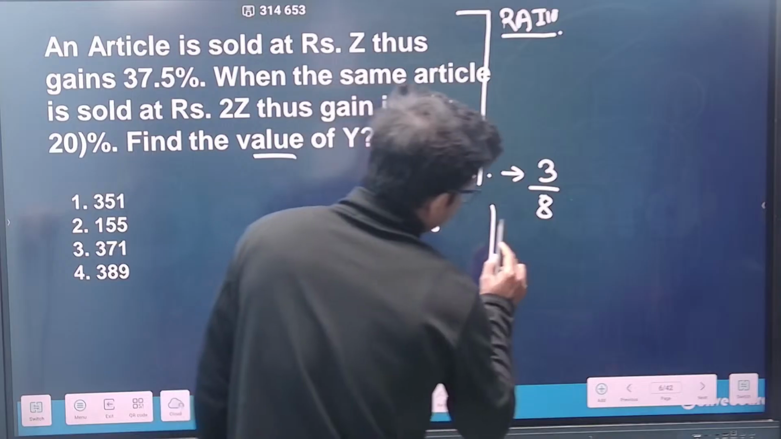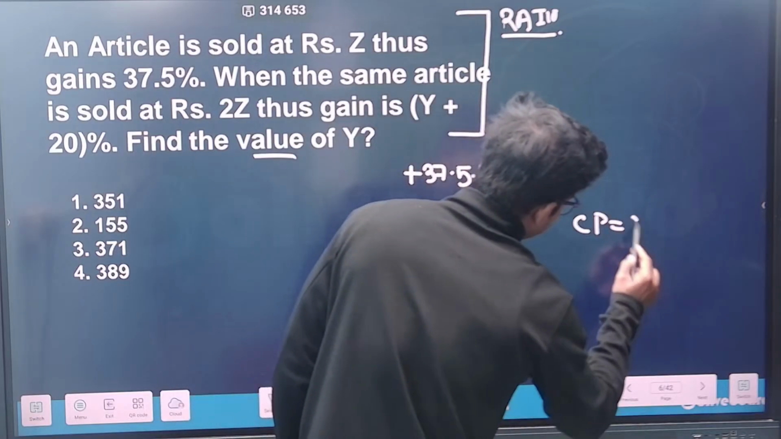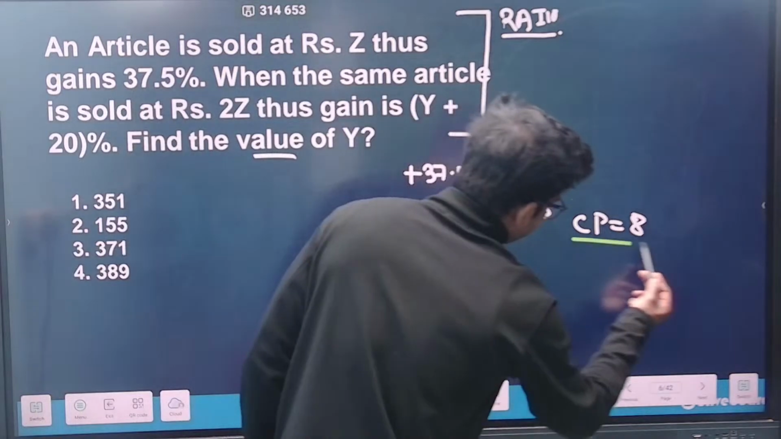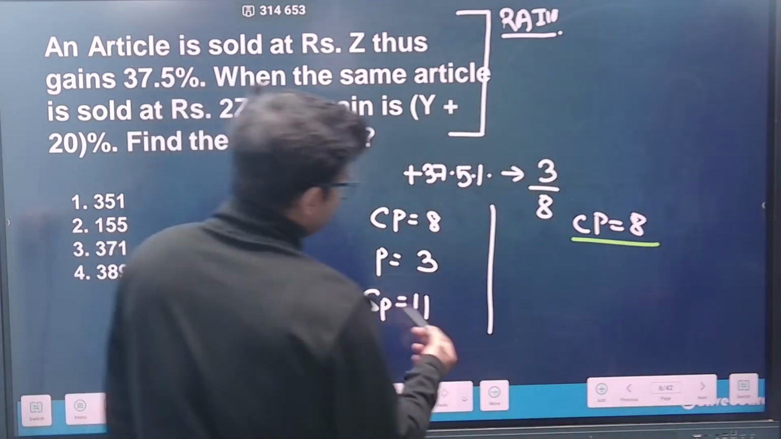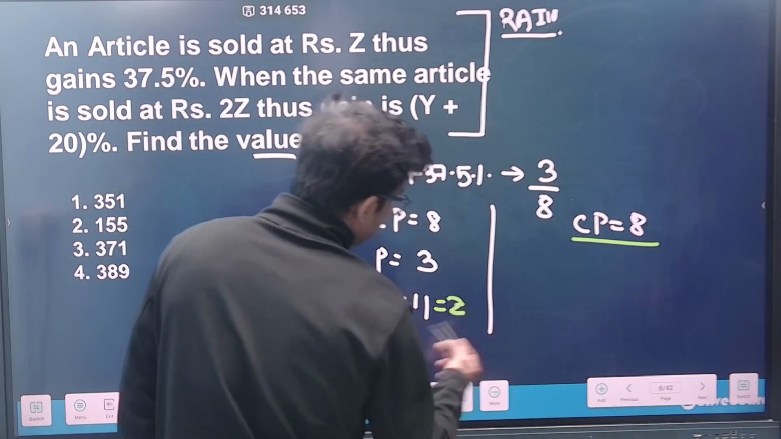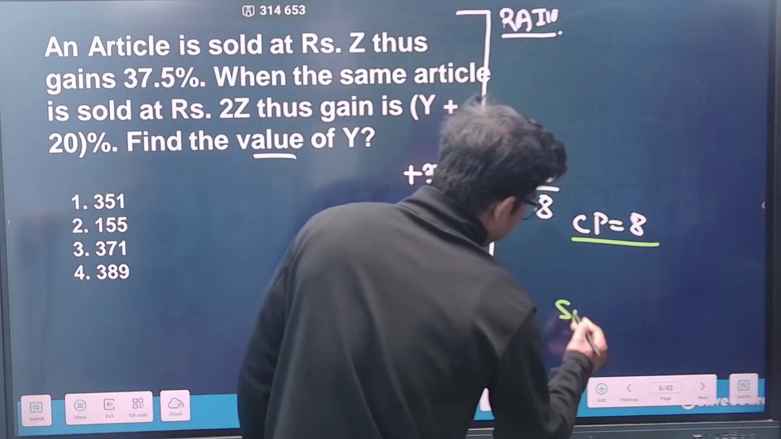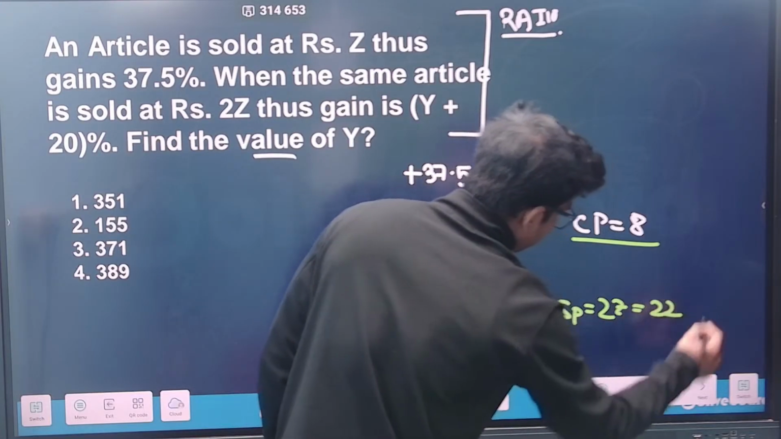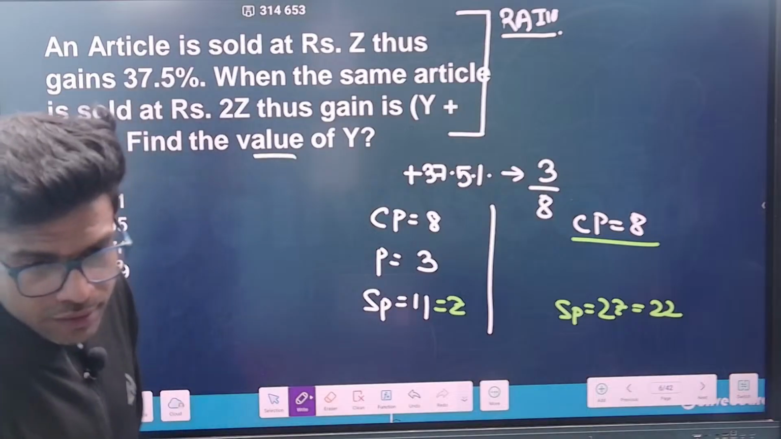Now they are saying that when the same article is sold at 2Z, the same article means the cost price would be 8 only, no? Because the article is same, the cost price will remain the same, which is 8. If this is my Z and the selling price becomes 2Z, then it will become 22. Isn't it? Till now I think it is clear to everyone.